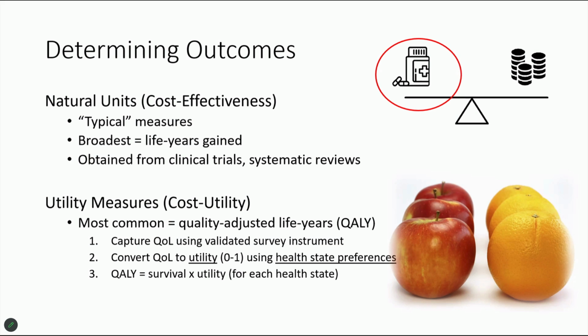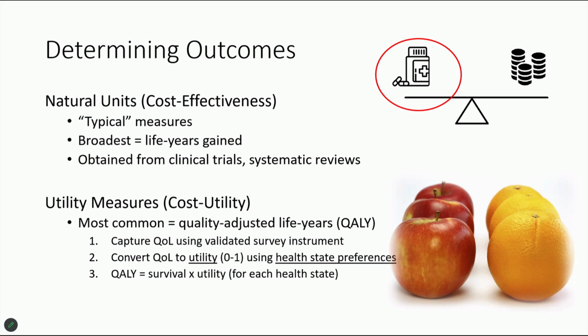Utility score ranges from 0 to 1, where 0 is equal to dead, 1 is equal to complete health, although you can theoretically have utilities worse than 0. This is the most challenging step. It's accomplished using health state preference methodologies, as an example, inferring from a series of questions requiring choices between different health levels and life expectancy.